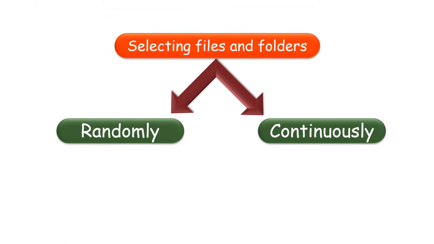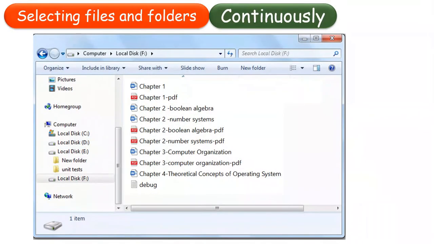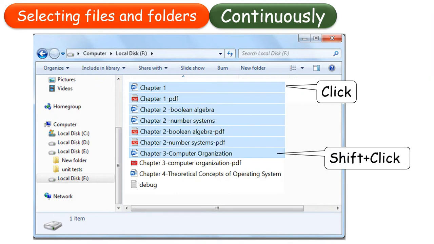To select files continuously, point to the first file and click. Then point to the last file up to which you want to select. Press the Shift key down and click. That is Shift plus click.